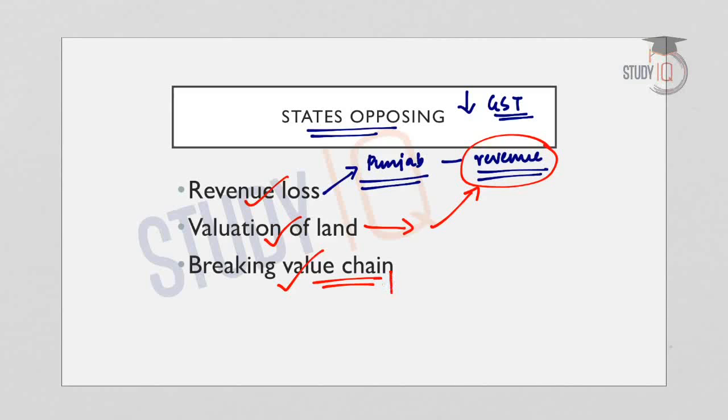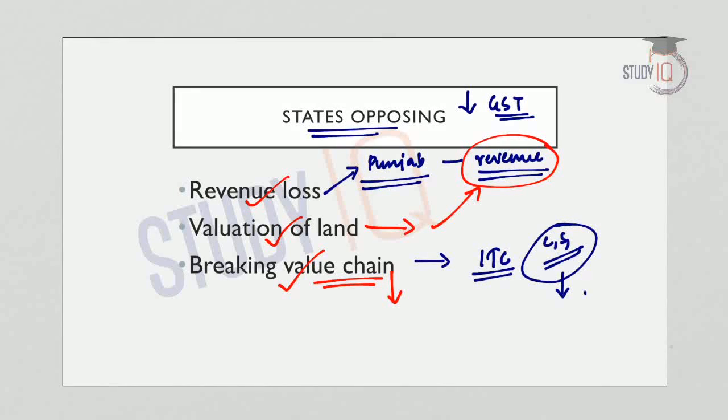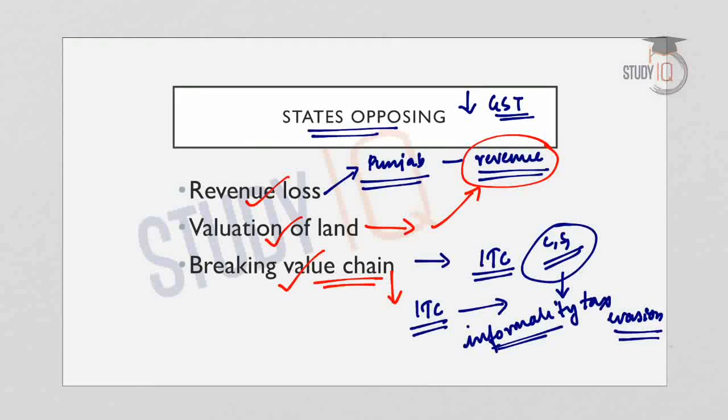Now, the third concern is that it can lead to a breakage of the value chain. This is because the provision of ITC, or the input tax credit, has been removed by the GST Council. Now there are chances that the builders can buy construction materials like cement, sand, etc. from unregistered dealers. So this will lead to tax evasion. In the absence of ITC, the informality of the sector will go up. The builders can purchase from unregistered dealers, leading to tax evasion, and this can also result in the flow of black money into the real estate sector. So these are some major concerns.